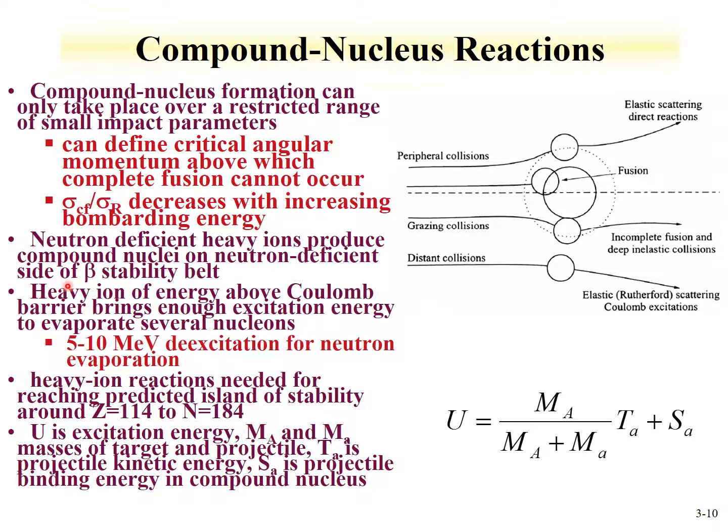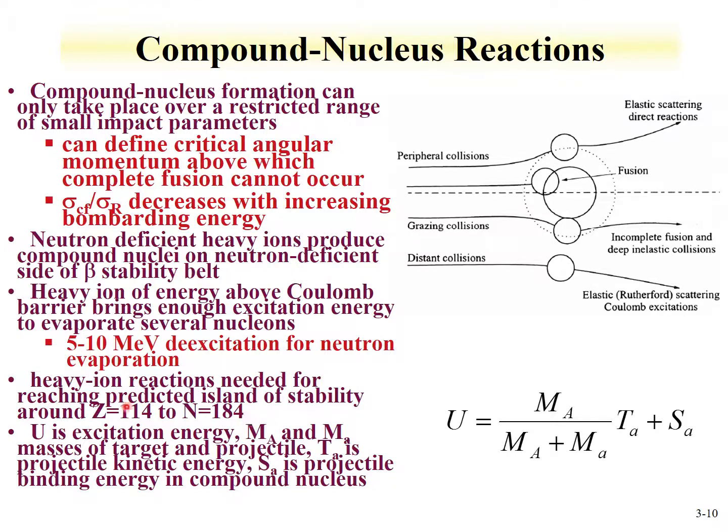During these heavy ion interactions, where the nuclei fuse, the compound nucleus is formed in an excited state, and it can de-excite with the emission of neutron evaporation. These are the reactions used in heavy element production, where you get a compound nucleus formed and the emission of neutrons to form the ground state of the heavy element. These heavy ion reactions are needed for reaching the predicted island of stability in the heavy element regime: Z of 114, N of 184.